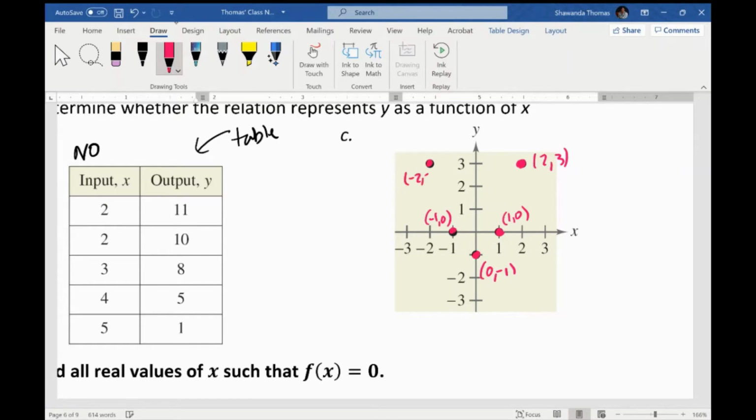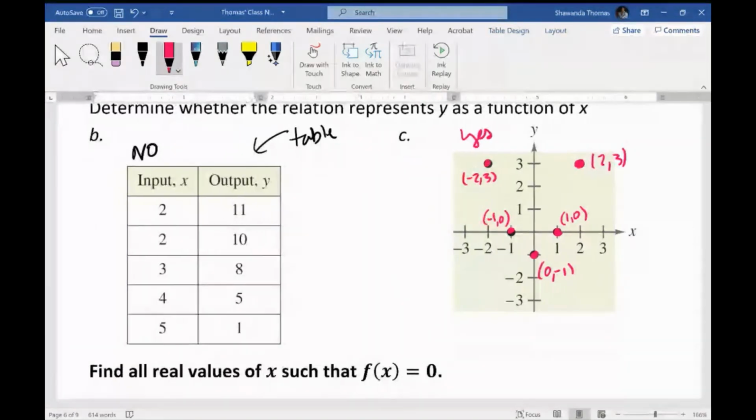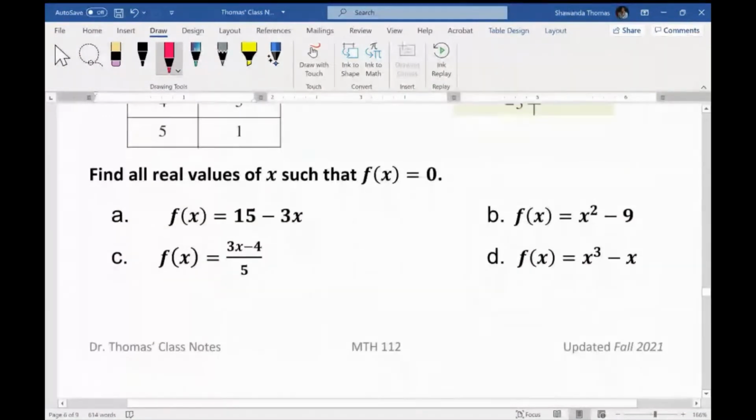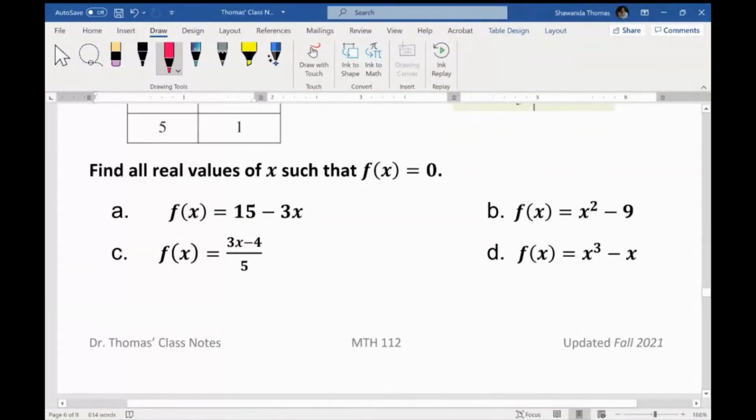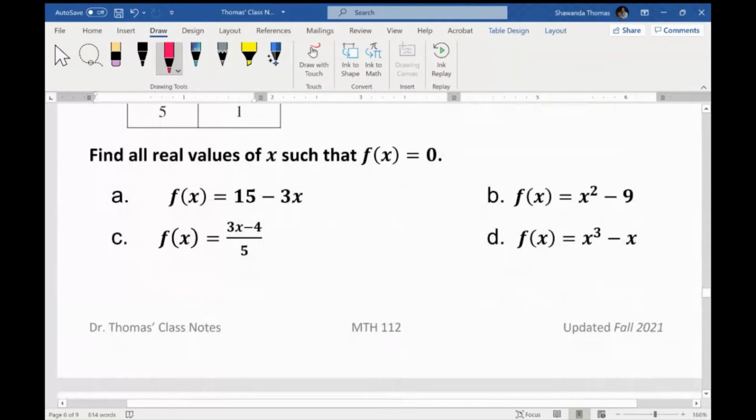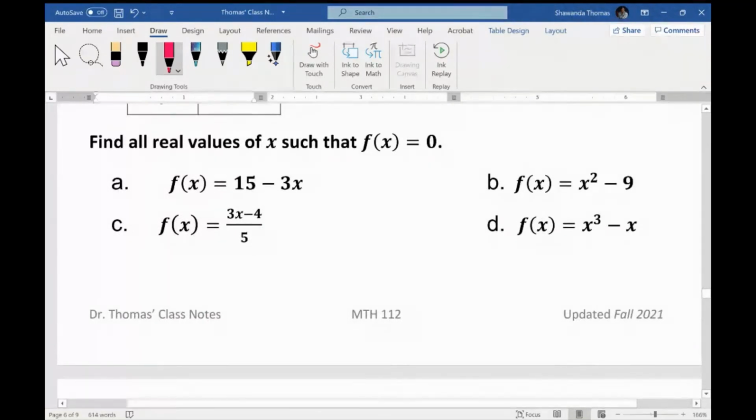Now, a good sign is we don't have the same x occurring. So is it a function or not? Yes. We don't have that same x going to two different y's. We're going to talk about the vertical line test maybe on Thursday, but for now, that's one way you can tell if it's a function or not.